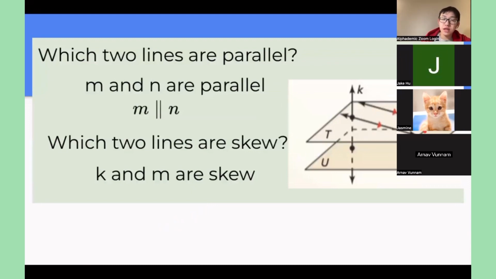Okay. So in this picture, which two lines are parallel? M and N are parallel, and parallel is marked by these two red arrows that you see. Whenever you see them, that tells you that they are parallel. Which two lines are skew? K and M are skew because these two lines never meet and they aren't on the same plane.